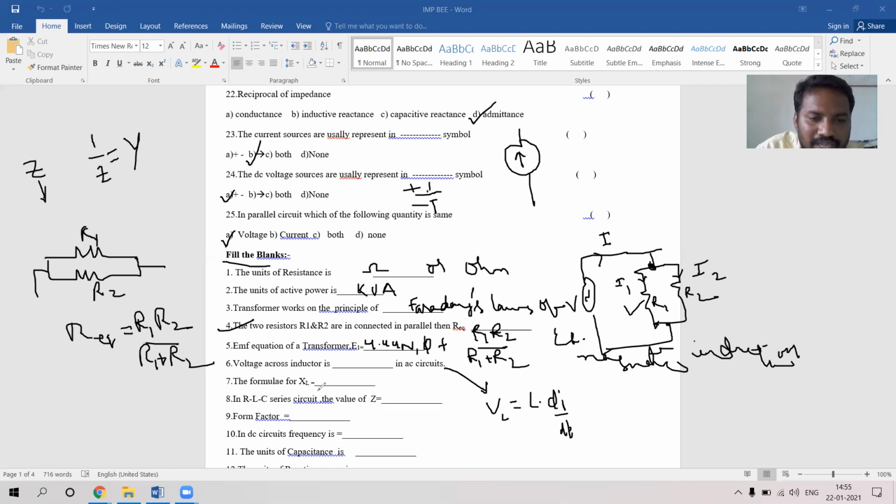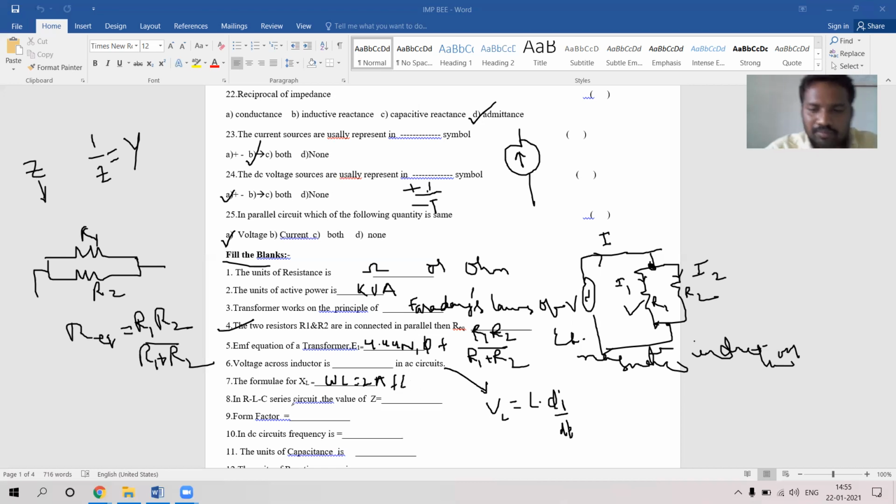Coming to question number 7. What is the formula for X suffix L? X suffix L stands for inductive reactance, which is omega L, or we can write it as 2 pi f L. Omega is nothing but angular frequency, that is 2 pi f, into L. We can write like this.